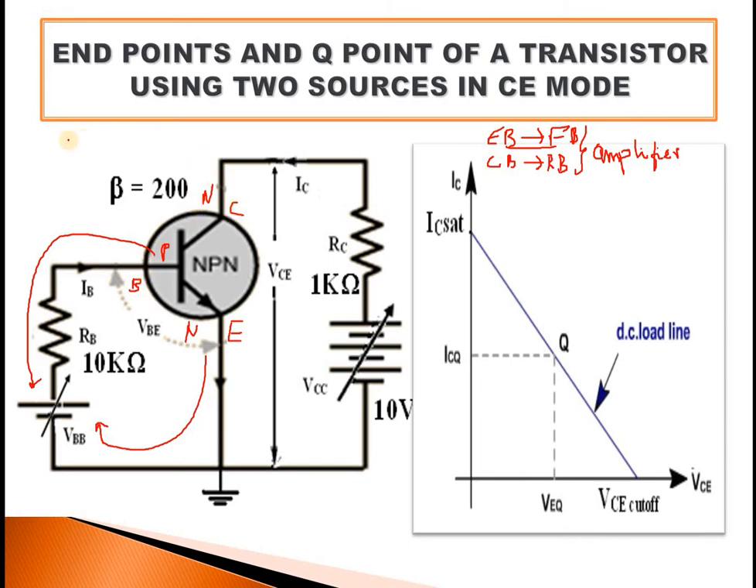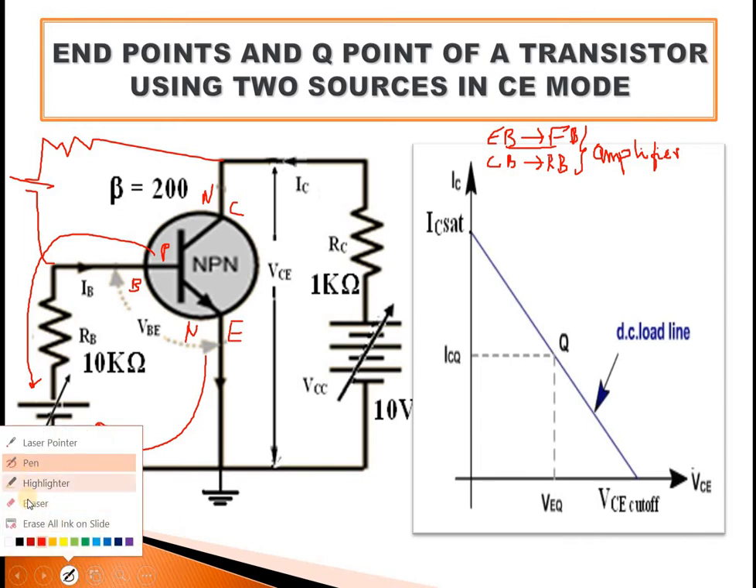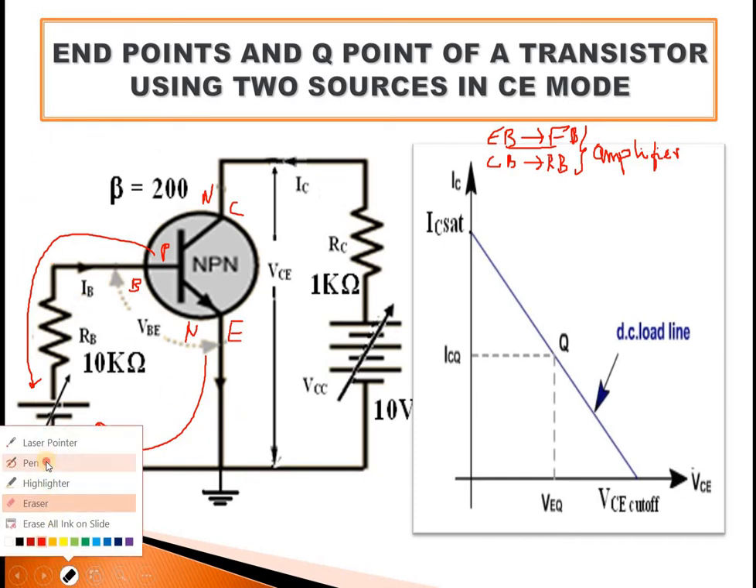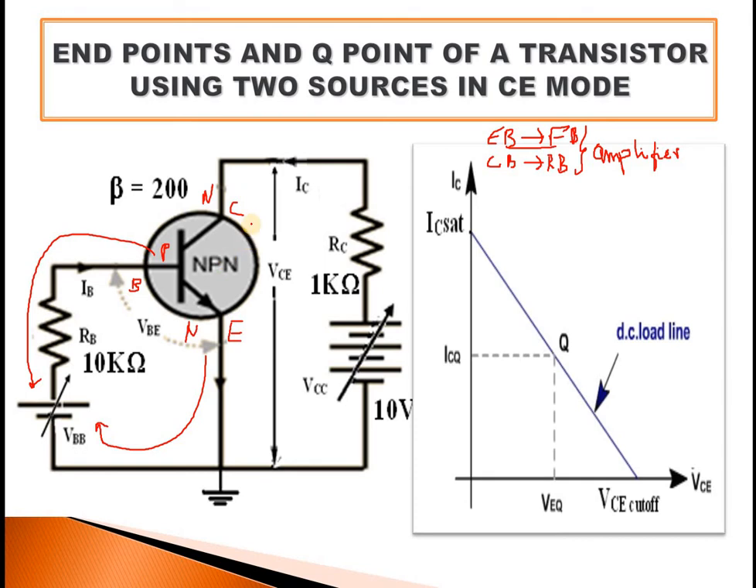Otherwise, if I connect like this, it becomes common base, not common emitter. So, I should even see what mode I am using the circuit. Hence, I need to connect it indirectly, means collector and base should be reverse biased.